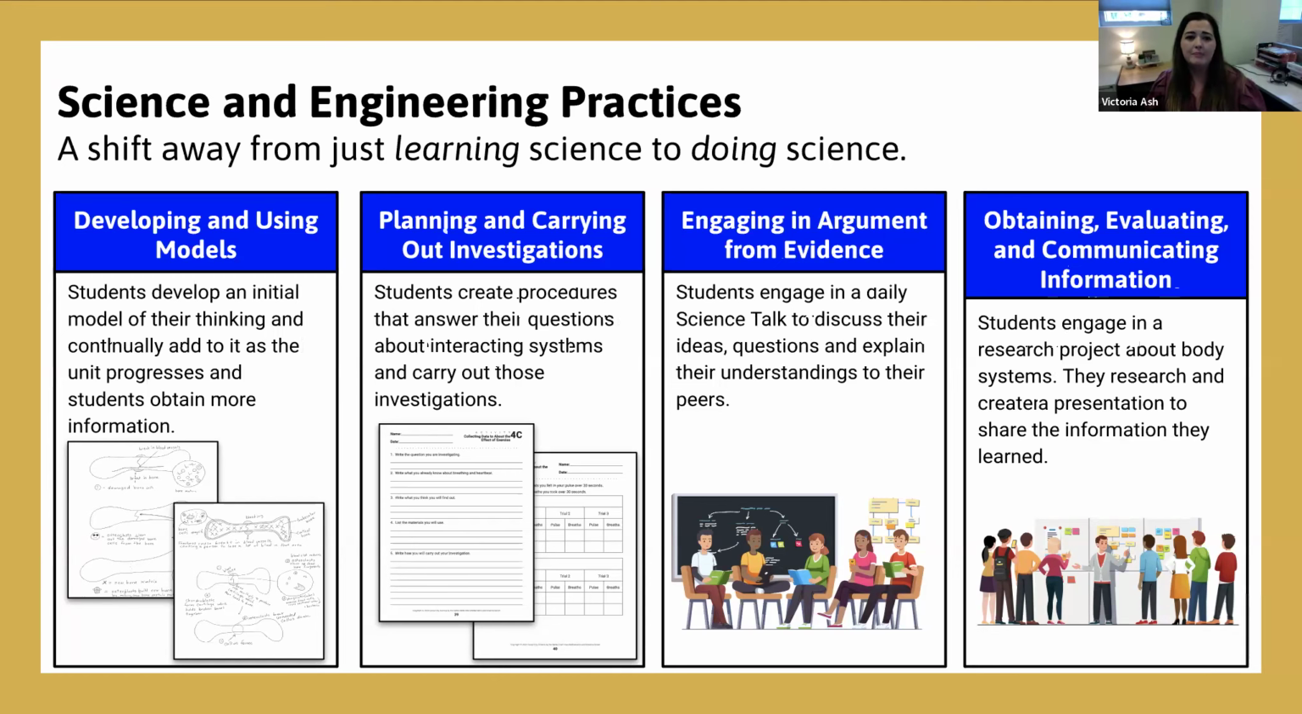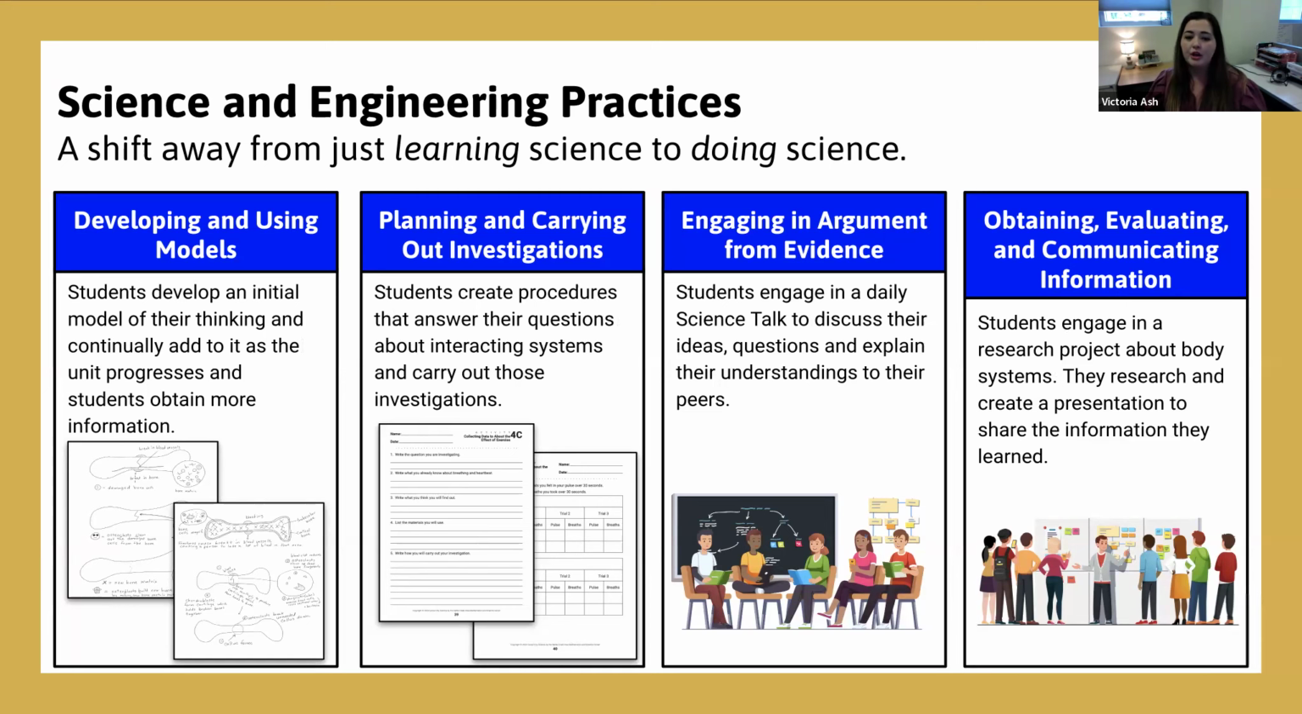We will also be planning and carrying out investigations. And through that, students create procedures to answer questions that they have about their interacting systems, and then they carry out those investigations. So this is an example of what some of our journal pages look like for students to have that space to plan out an investigation themselves to answer some questions.